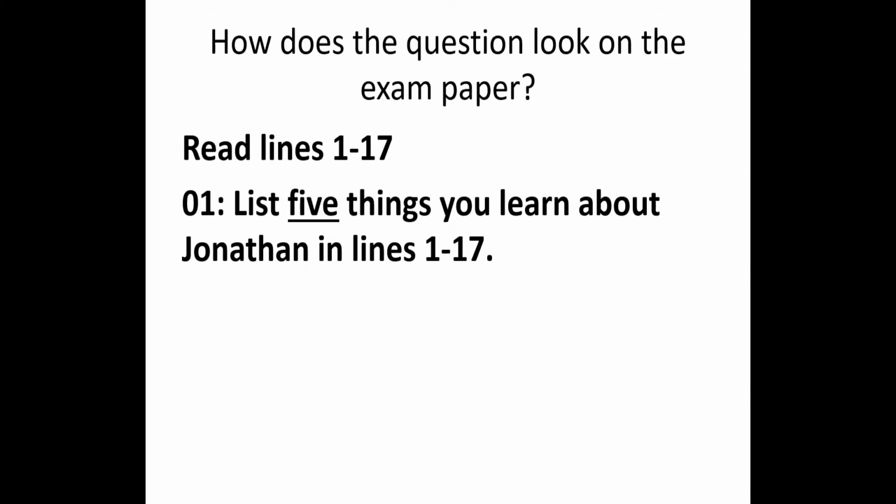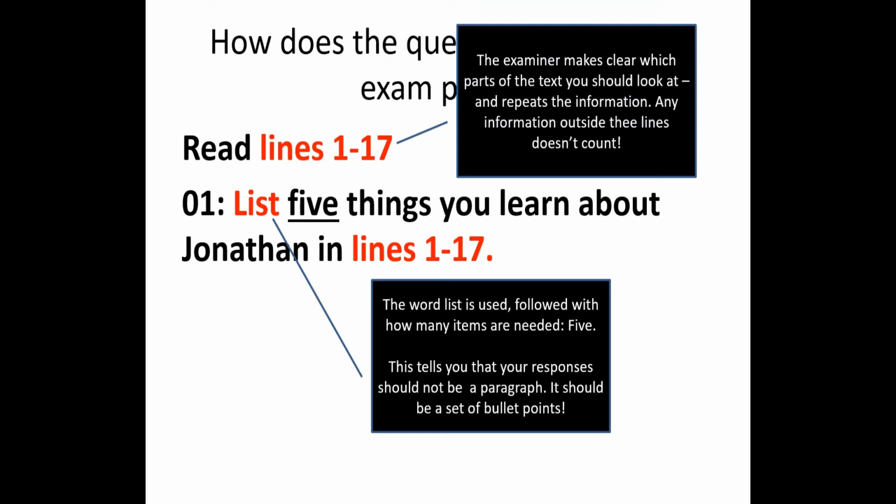It might then say list 5 things you learn about Jonathan in lines 1 to 17. Let's unpick that question a little bit. There you see a highlighted version with the key information in red. The examiner makes clear which parts of the text you should look at and repeats the information you need. Any information outside these lines doesn't count. So if you were to include information from, let's say, line 20, that would not count as being a right answer. So you need to be careful exactly which lines the exam board are asking you about.